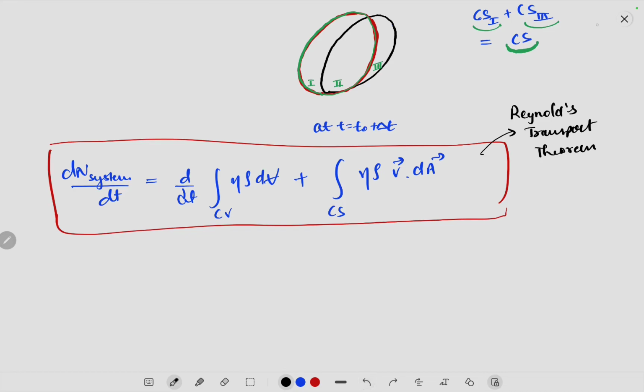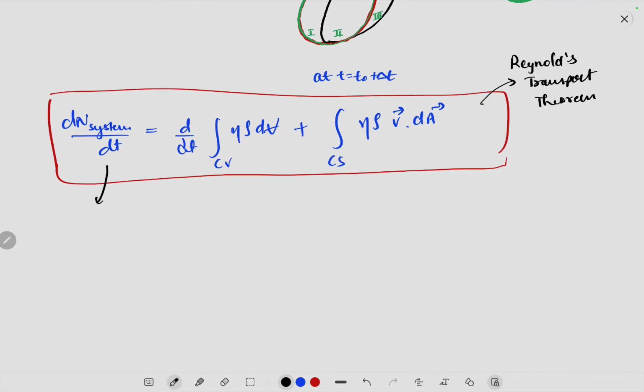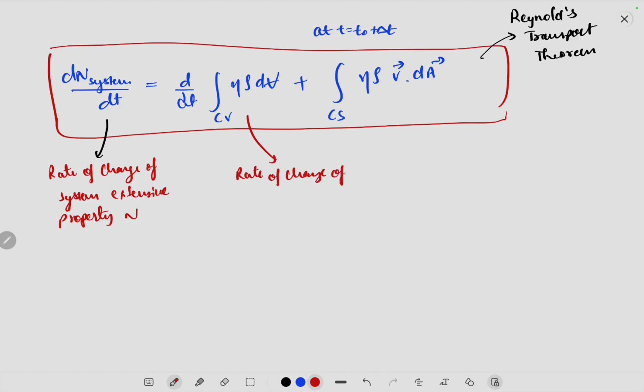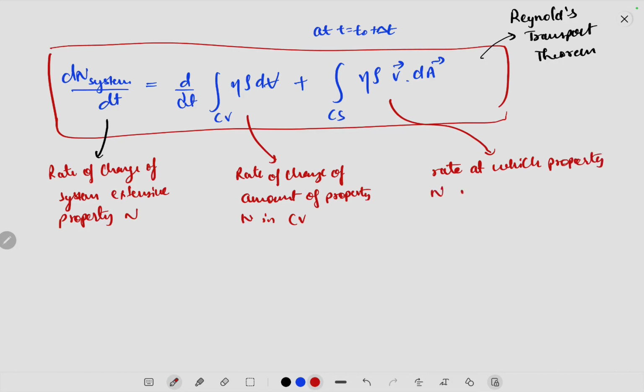So this term is the rate of change of the system extensive property, and this term is the rate of change of the amount of property N in the control volume, and this term is the rate at which property N is exiting the surface of the control volume.